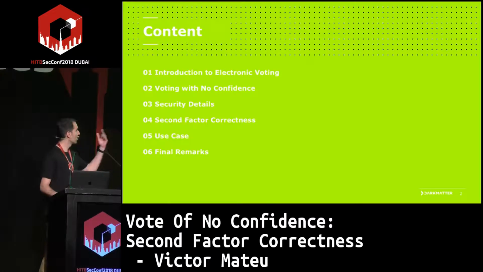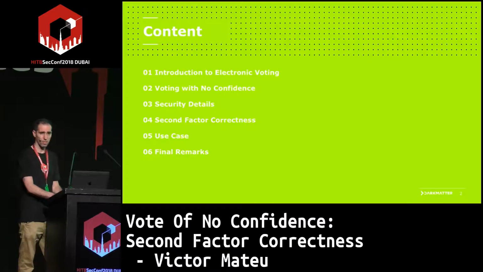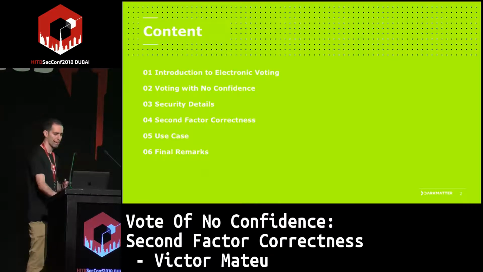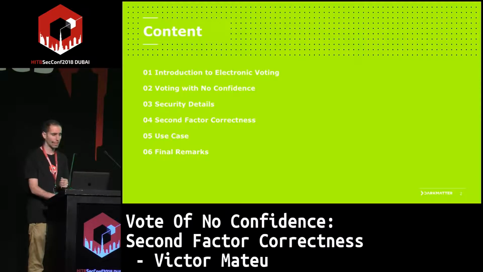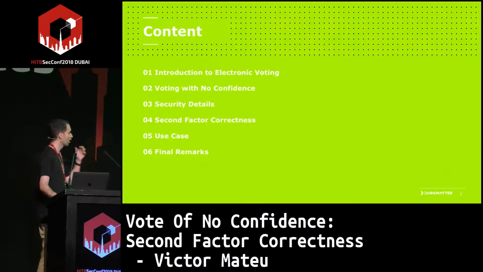So I'm going to first introduce a little bit about electronic voting, then talk about voting when the device is not trusted. After that, I want to talk about the security details that make the electronic voting field so controversial. And I'm going to introduce the second factor correctness as the topic I want to talk about, and how to use it on other applications. In this case, I'm going to talk about internet banking, because I think it's another place where you don't want your device to cheat on you.